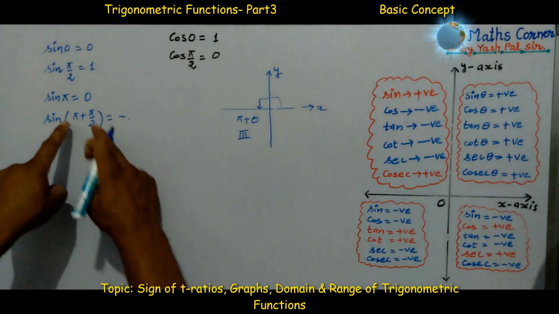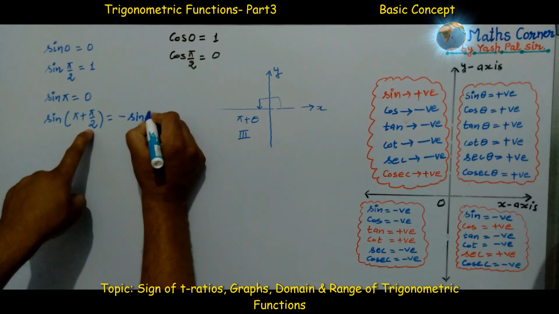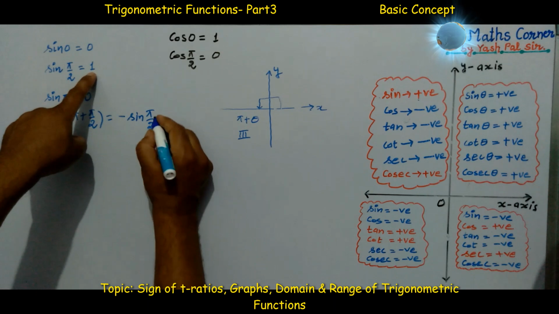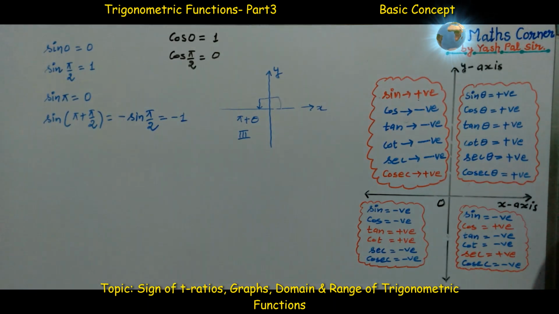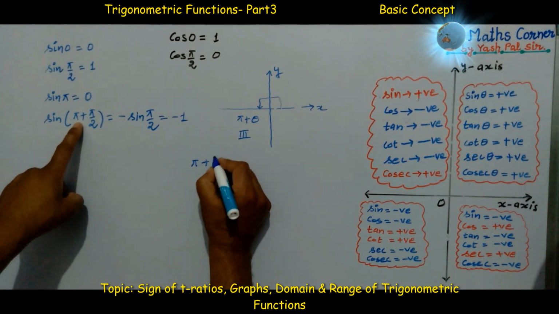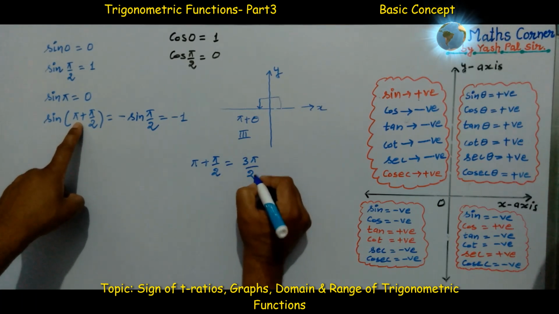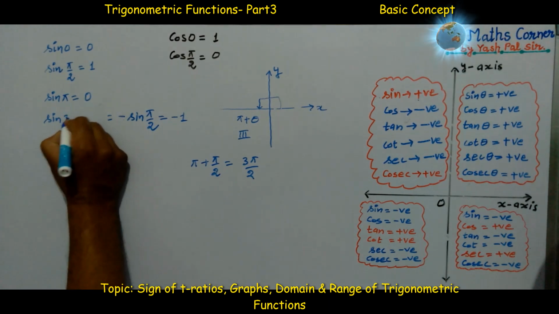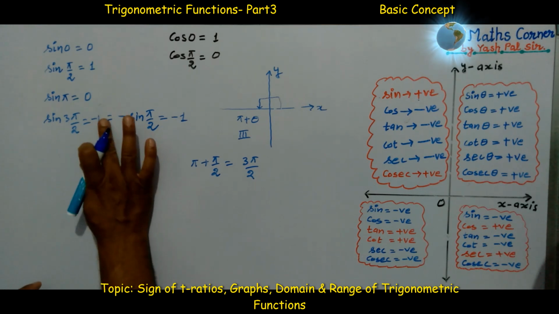Now we write just this second one, that is sine pi by 2. The value of sine pi by 2 is 1, but the minus is already there, so the value becomes minus 1. Also, solving this, pi plus pi by 2 becomes 3 pi by 2. So we can write sine of 3 pi by 2 is equal to minus 1. This was the result.